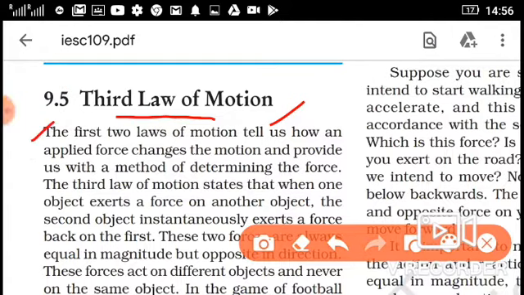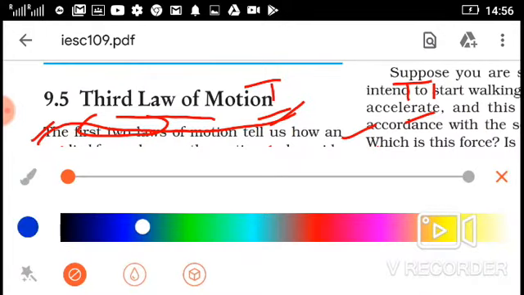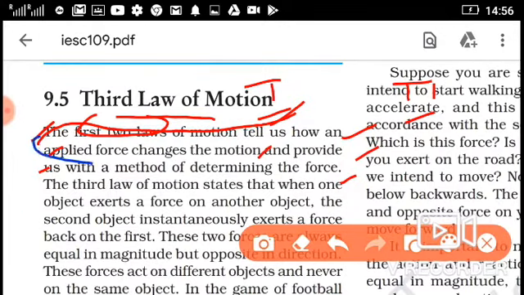The first two laws of motion tell us how an applied force changes the motion and provide us with a method of determining the force. Newton's first law and second law tell us how an applied force changes the motion. That is the first law.